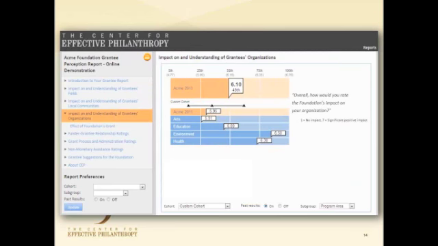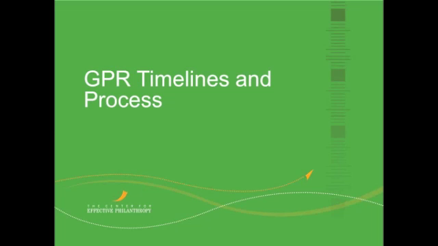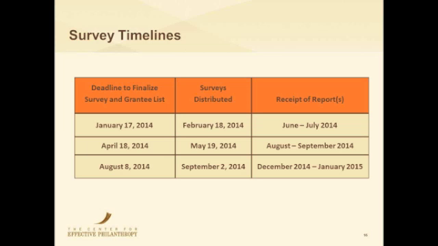So what does it take to participate in the Grantee Perception Report? To keep costs down, we do these surveys in 3 rounds a year, launching in February, May, and September. The timeline is about 4 months from start to finish.